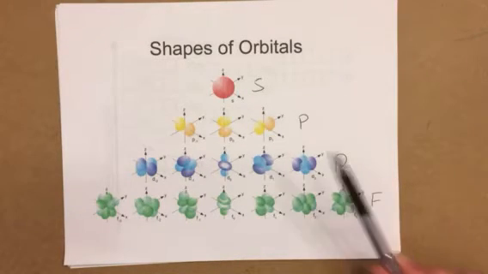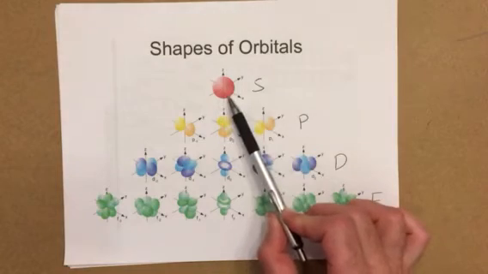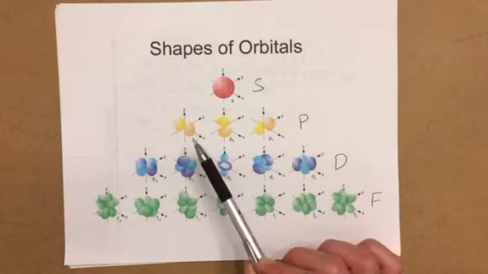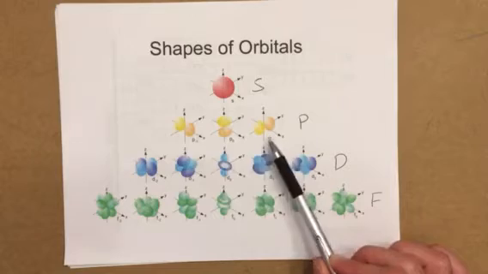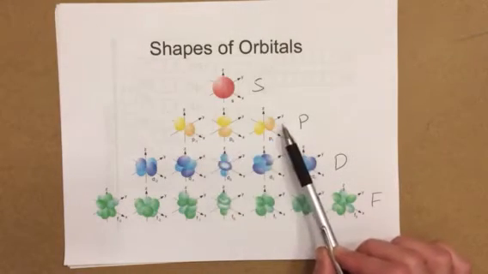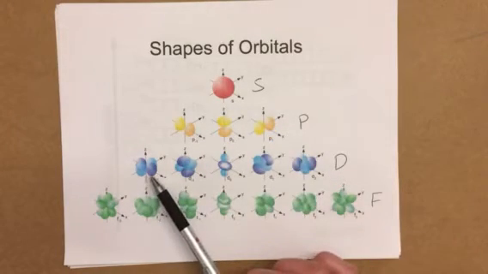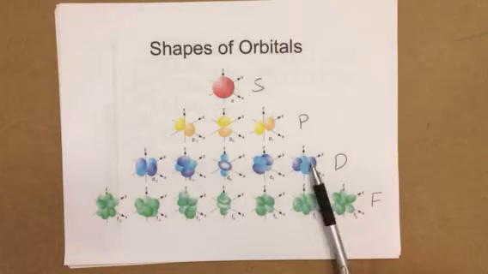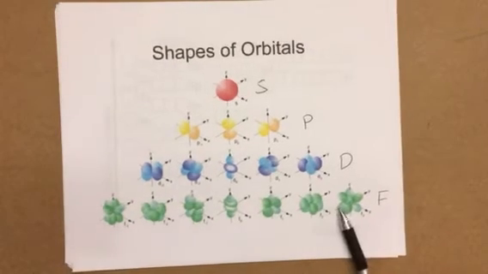The other thing that you will want to know is that there's only one S orbital. There are 3 different p orbitals. They're kind of oriented in different directions, but all the same shape. The d orbitals come in 5 different types, and the f orbitals have 7 different types.